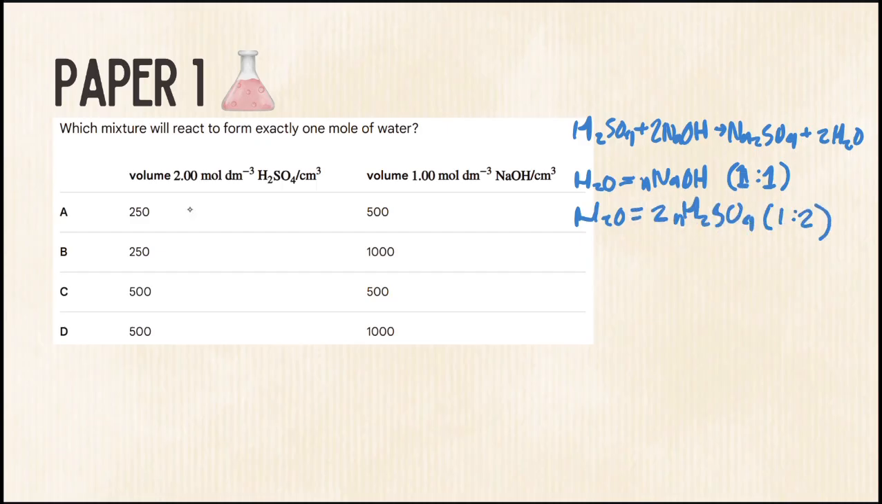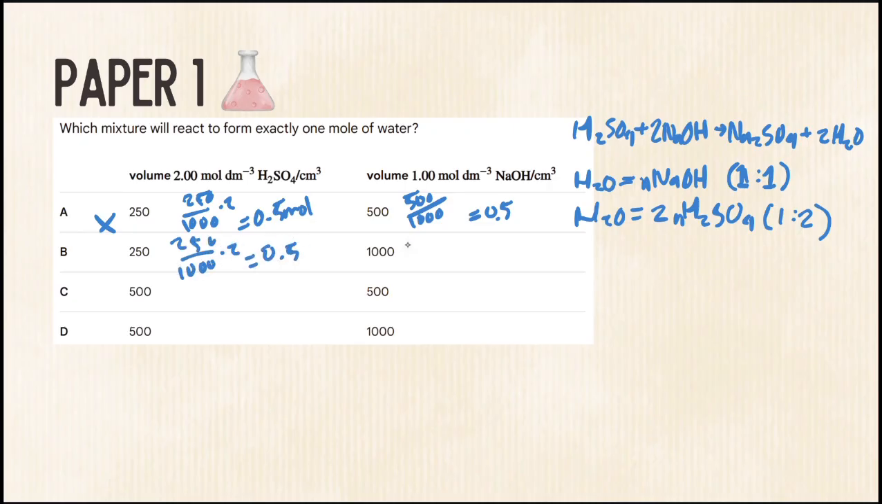Now, let's quickly test the options to find our match. For option A, the acid is 0.5 moles and the alkali is 0.5 moles. The alkali limits the reaction, so it only forms 0.5 moles of water. For option B, the acid is 0.5 mole and the alkali is 1 mole. This hits our target ratio perfectly, producing exactly 1 mole of water with 0 leftover.